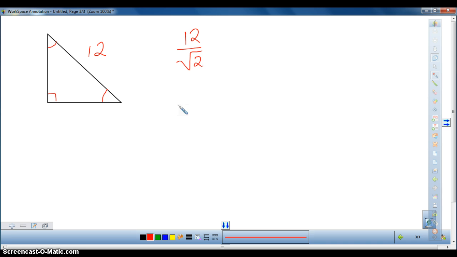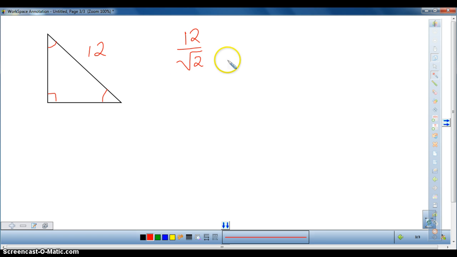And then here's where we have to do a bit of a reminder on algebra. We've been working with radicals the last couple of days. And one thing you learned last year in algebra is that it is not considered to be fully simplified if you have a radical in the denominator. So we need to do what's called rationalizing the denominator.